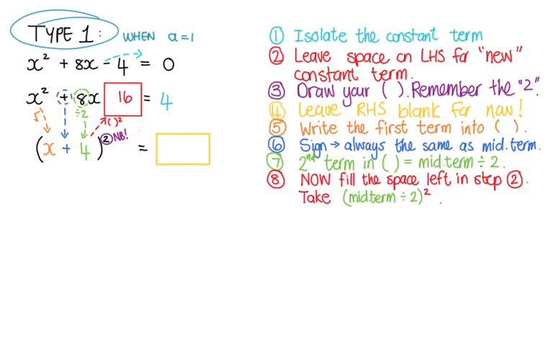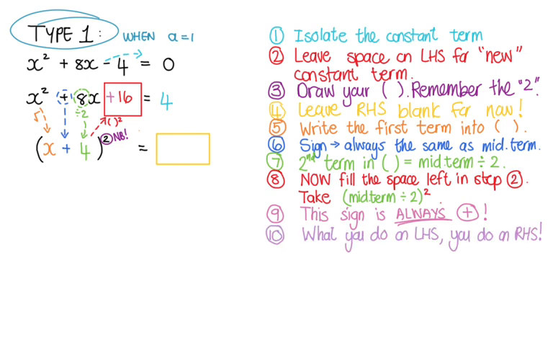And you say, but where's the sign? The sign will always be positive when we are solving equations with completing the square, and then what we do on the left we have to do on the right. Now we jump ahead to the next step again, and we're going to fill in that yellow space, which means we are just simplifying this 4 plus 16, which gives us 20.